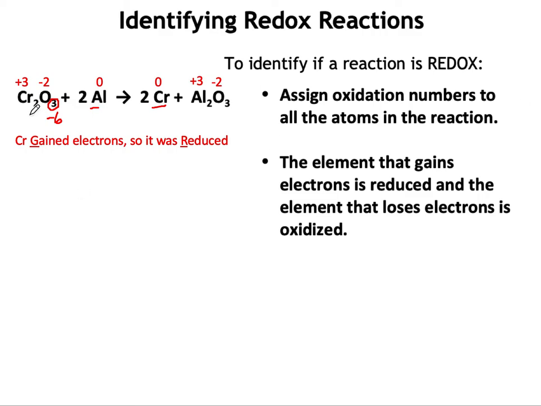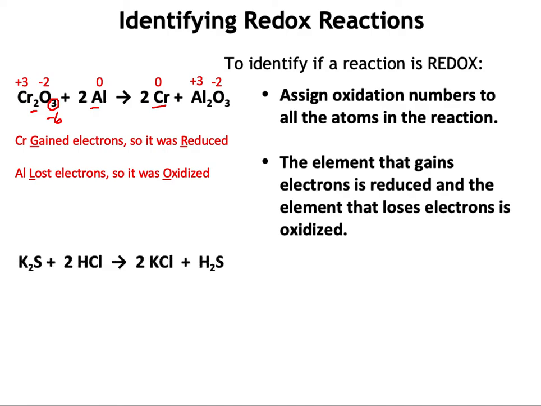What about oxygen? Oxygen started out as -2 and it ended at -2. Was it oxidized or reduced? No. It stayed the same. It did not change. Which means aluminum is going to be the thing that was oxidized because, let's see, it started out at 0 and it became more positive, on the right side at +3. So it was oxidized, right? It lost 3 electrons, lost 3 negative charges, and became +3.